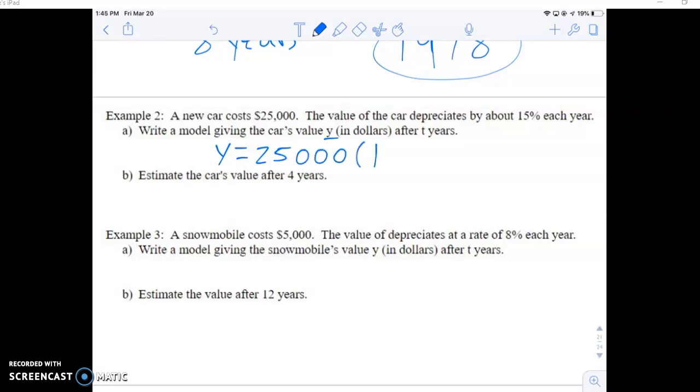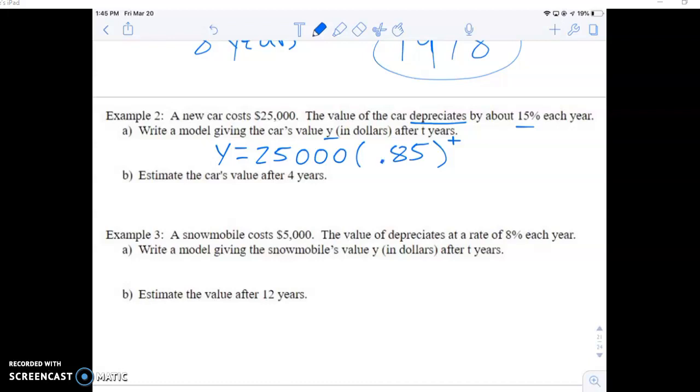And then we're going to do 1 minus. The reason why we're doing a negative is because it depreciates, or it goes down. So we're dealing with decay here. So we're going to go 1 minus 0.15. Remember that we have to convert that percentage to a decimal. And then we go that to the T power, T representing years. And then one quick thing. We can reduce that 1 minus 0.15 just to make it easier. We can make it 0.85.